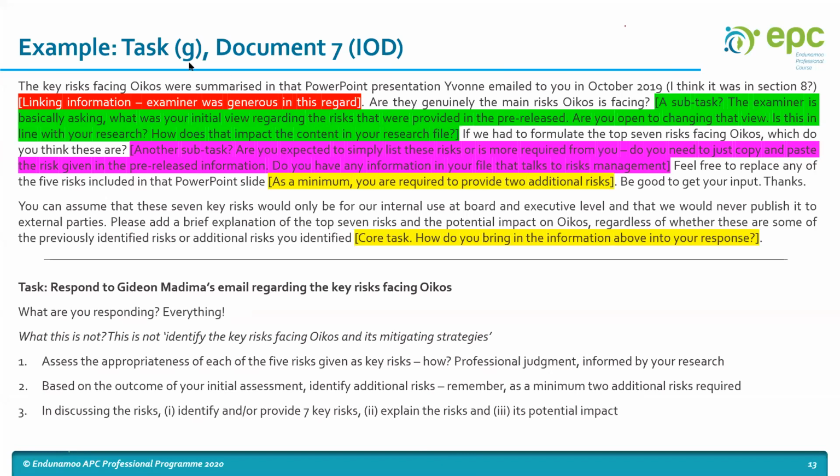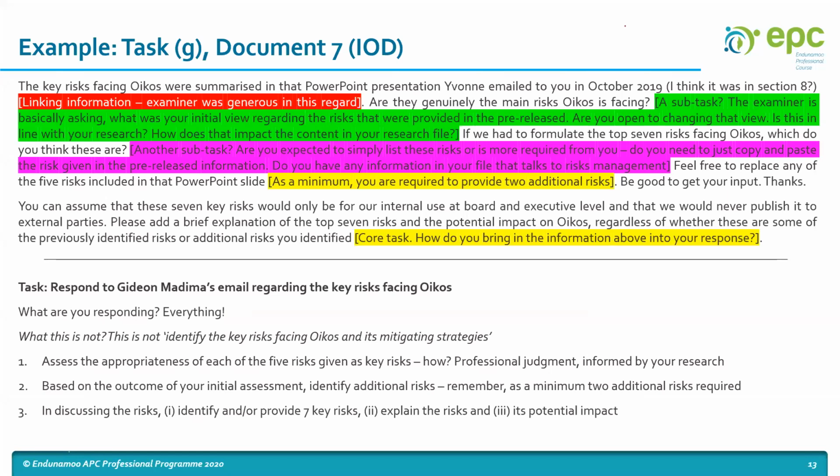No? All right, let's quickly then. You can assume that these 7 key risks will be for our internal use at board and executive level, and that we'll never need to publish them to external parties. Please add a brief explanation of the top 7 risks. So now they are clarifying their position. So at the end, they want the top 7 risks. And they are requiring a brief explanation and the potential impact on OKRs.